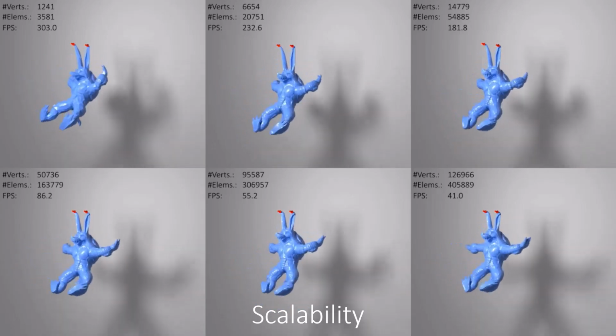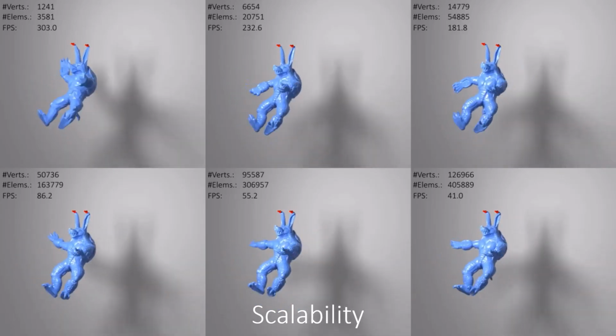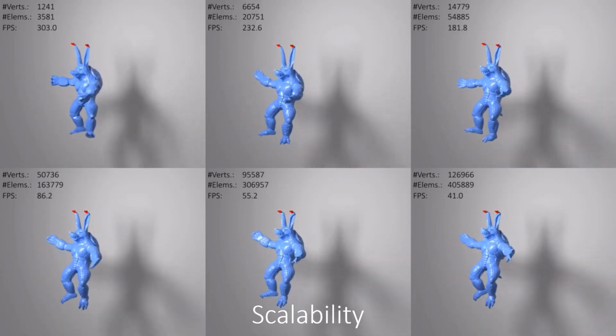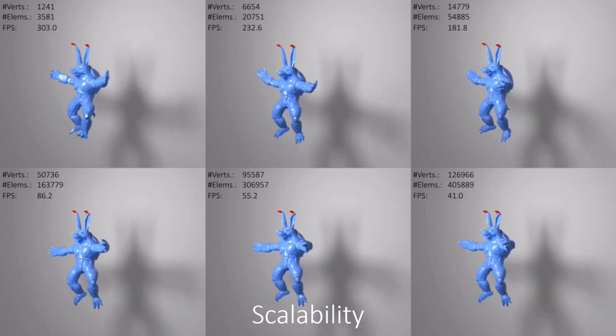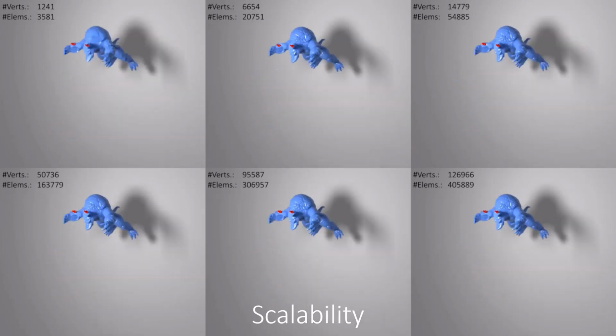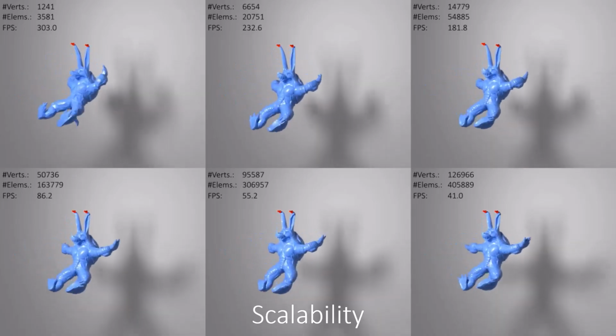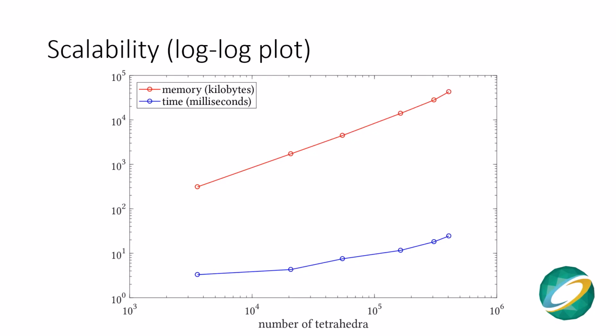To visually test the scalability of our method, we simulate a Hanning armadillo with the same material but different resolutions, and they look quite similar. We plot the memory cost in the red graph and time cost in the blue one in a log-log scaled plot, where the x-axis is the number of tetrahedra. Here we also draw a green line, which is a line with slope equal to 1, indicating linear behavior.